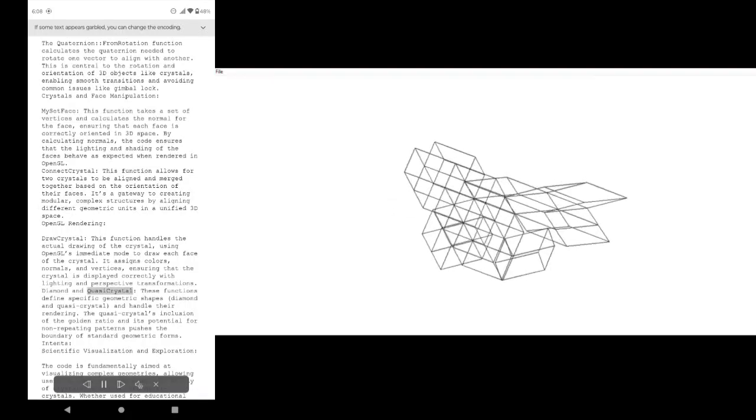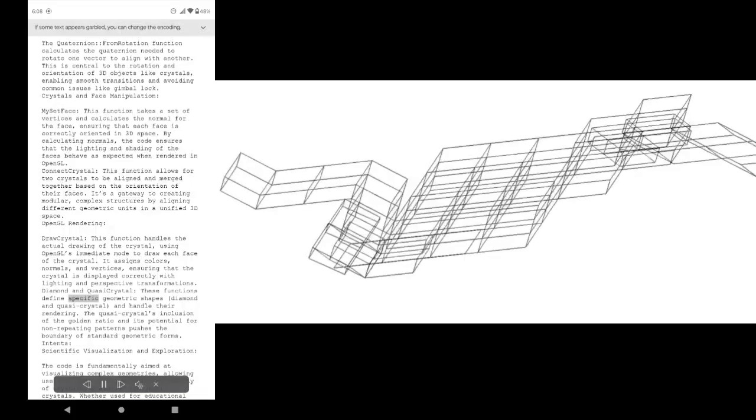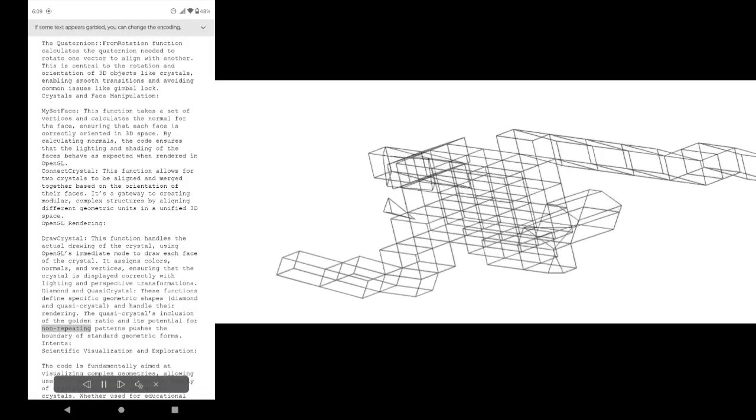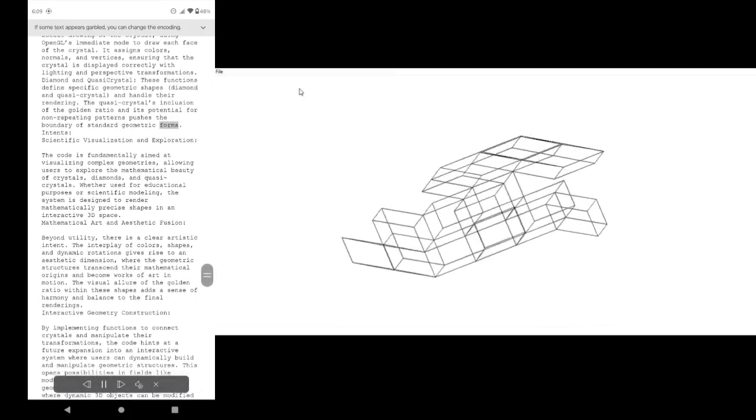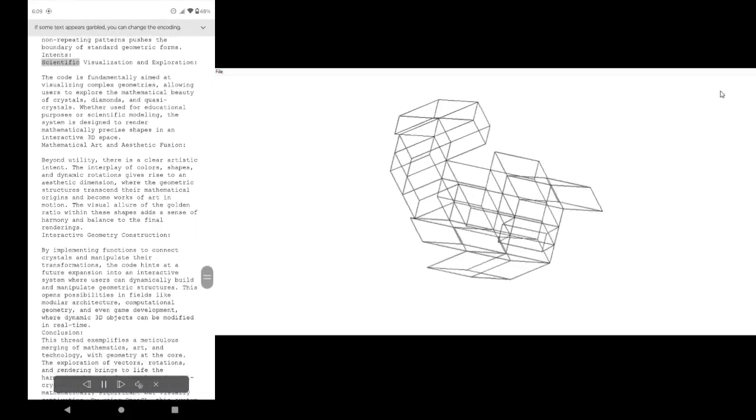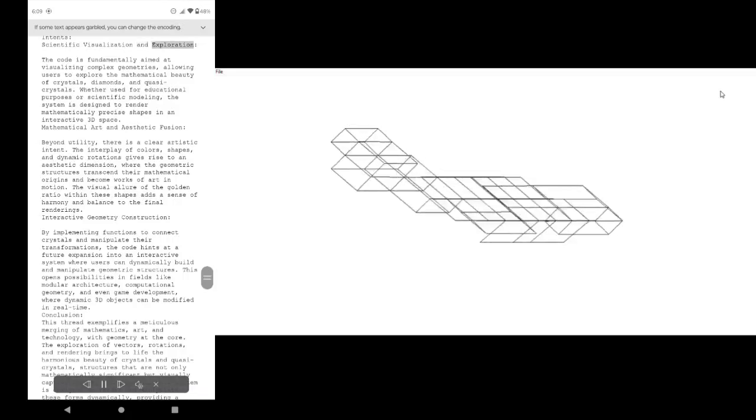Diamond and quasicrystal. These functions define specific geometric shapes, diamond and quasicrystal, and handle their rendering. The quasicrystal's inclusion of the golden ratio and its potential for non-repeating patterns pushes the boundary of standard geometric forms.